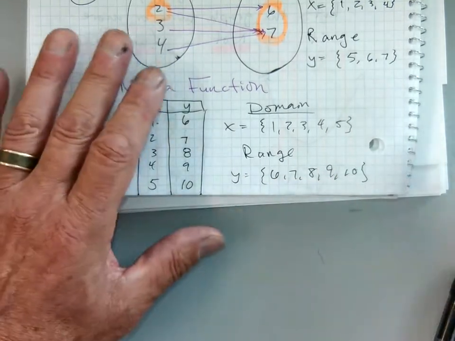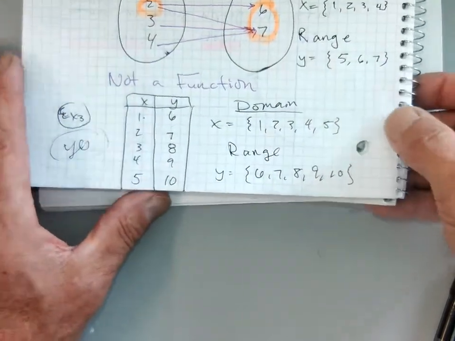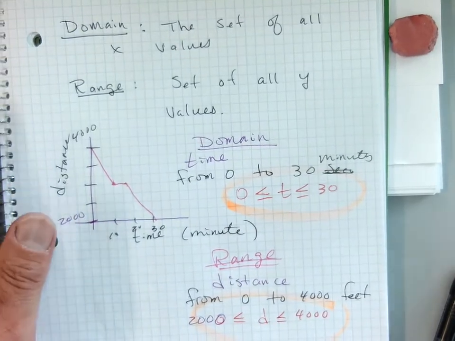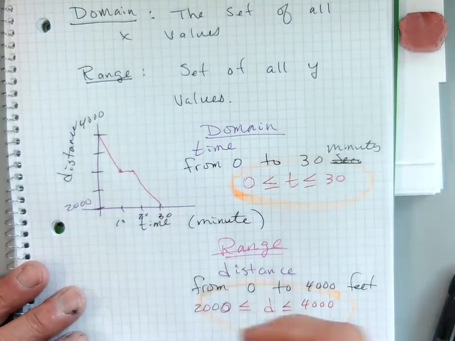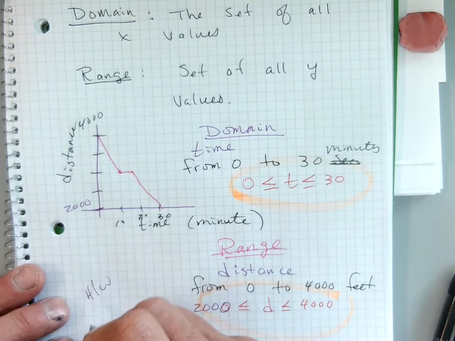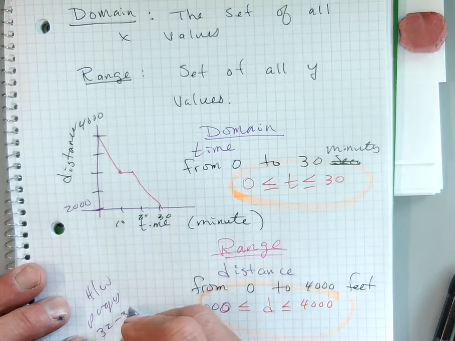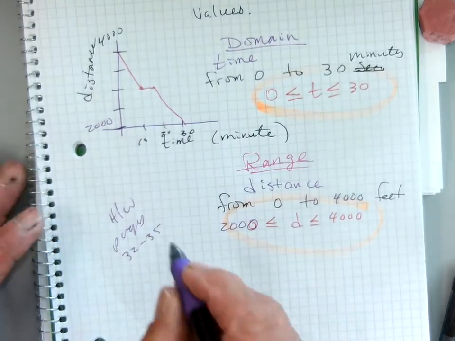We also did a Mathia lesson today, and the Mathia we did was interpreting functions and searching for patterns. And then the homework I gave was pages, I believe, 32 through 35. And that's all I had today.